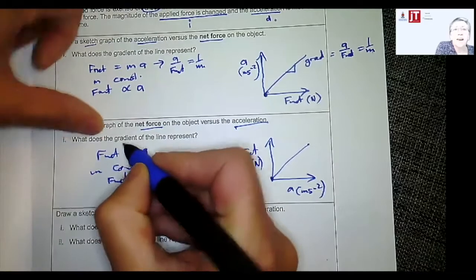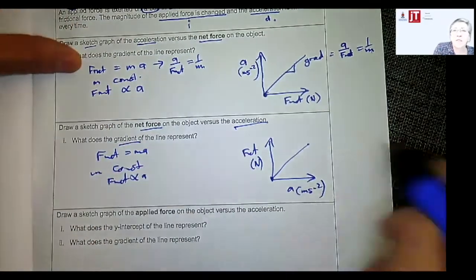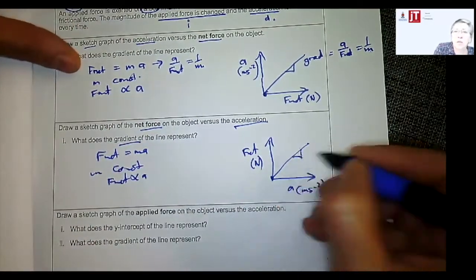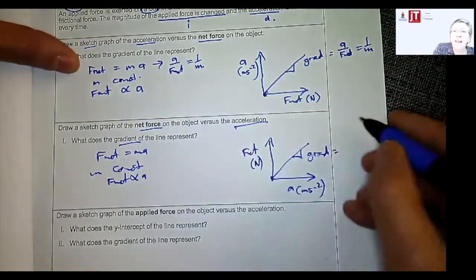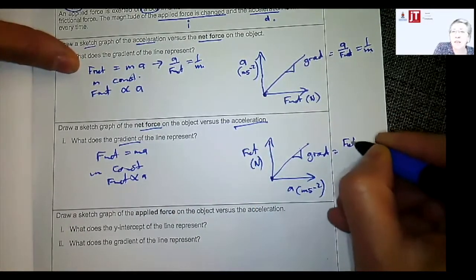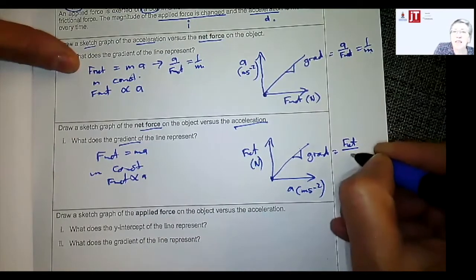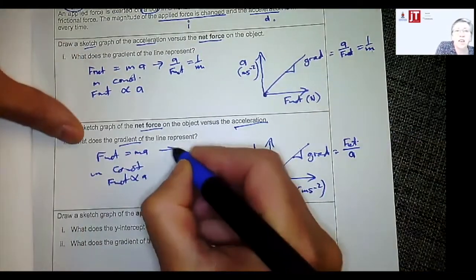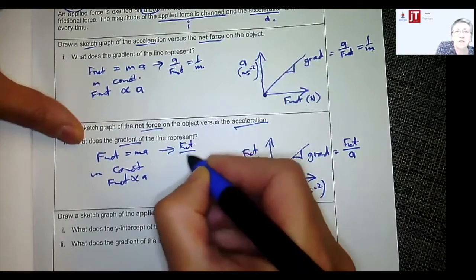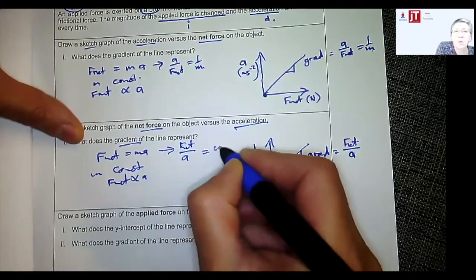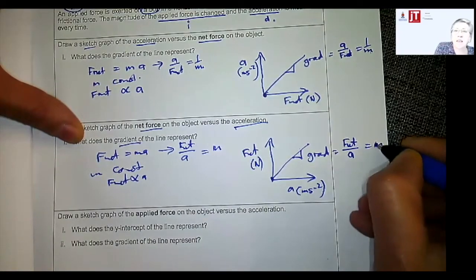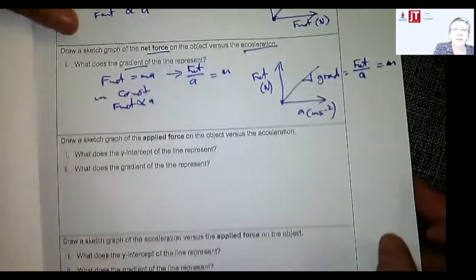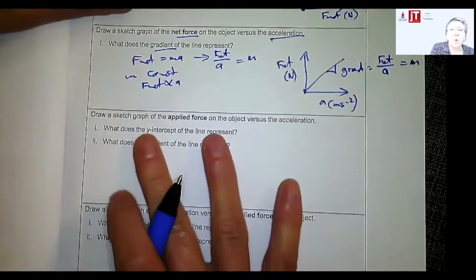Right, but now this time, what does the gradient of this graph represent? So here the gradient is change in y-axis, which is F net, divided by change in x-axis, which is A. And over there, you will see F net divided by A is equal to M. So this time the gradient is equal to the mass.